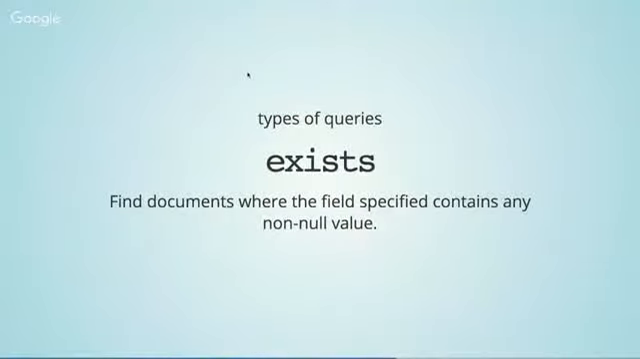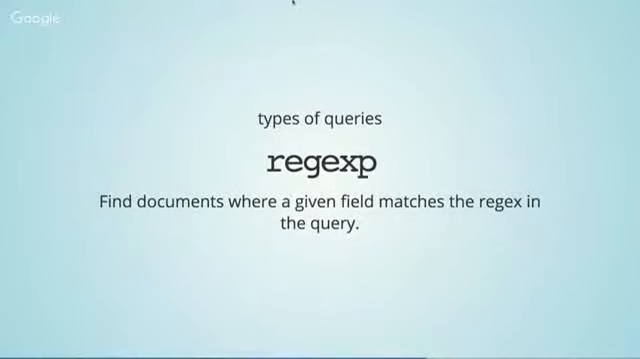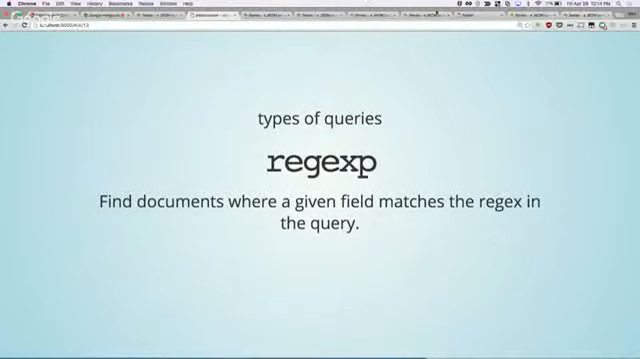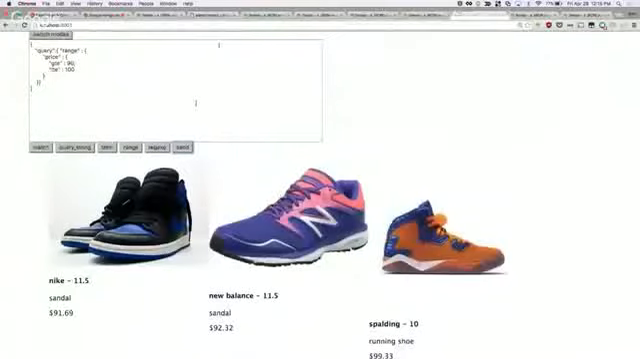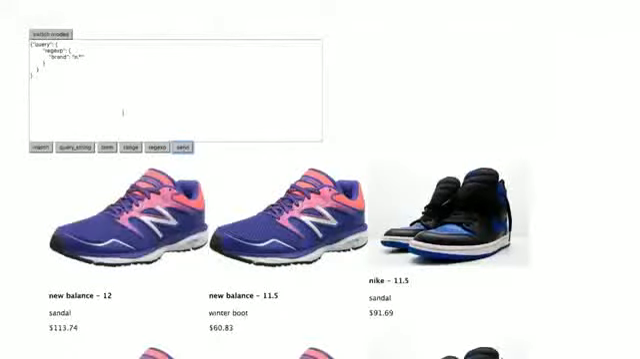Exists is just saying that a field exists, basically, not populated with a null value, and missing is the opposite. So you might only want documents that have a certain field. You can do regular expressions. Obviously, this is slow, but I have an example of that here. So this will actually scan through all of your fields rather than going through the index. So here we're looking for anything where the brand has an N and then anything else. So New Balance, Nike.